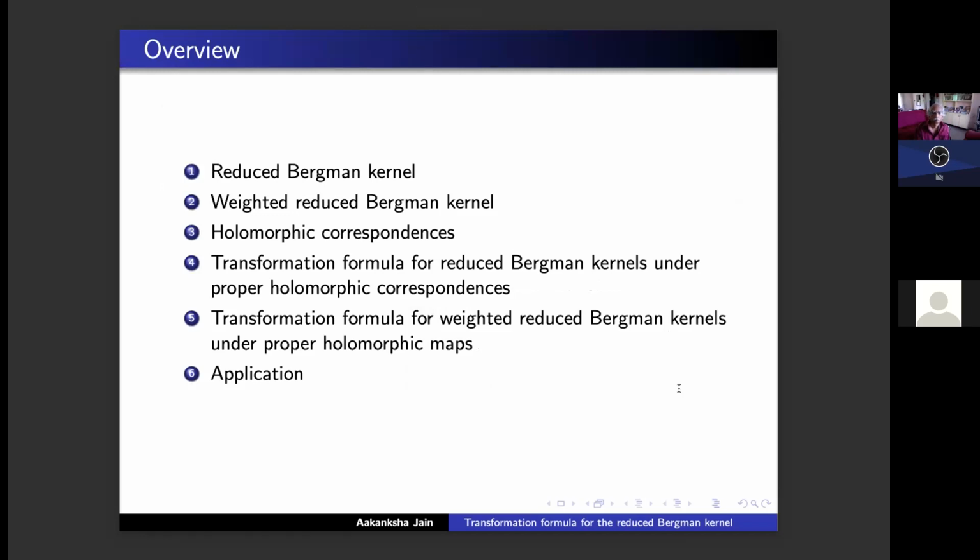First we will go through the definitions of the reduced Bergman kernel and the weighted reduced Bergman kernel, and then we will recall holomorphic correspondences. Then we will state the transformation formula for the reduced Bergman kernels under proper holomorphic correspondences. We will see a sketch of the proof also. And then we will see that if we restrict ourselves to proper holomorphic maps, then even more is true. That is, we have the transformation formula for the weighted reduced Bergman kernels. Finally, we will see an application of our transformation formula.